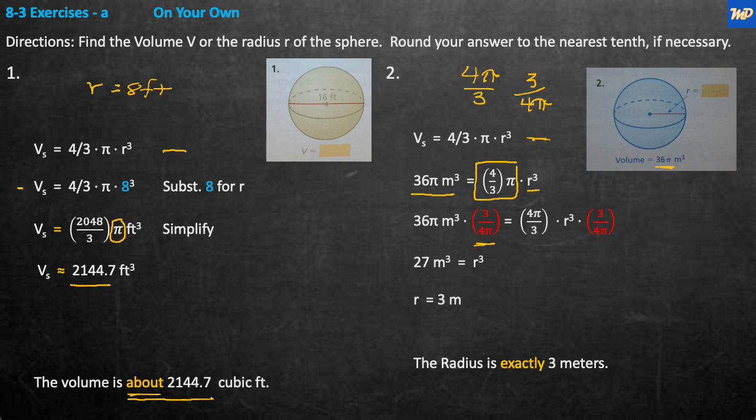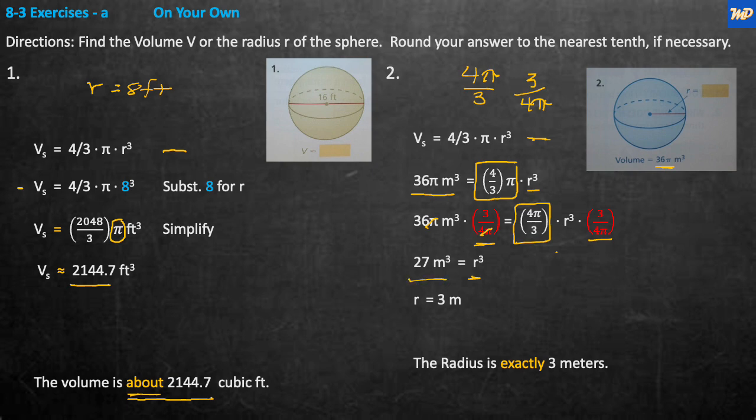Anyway, so here it is. 3 over 4 pi multiplied on both sides. That cancels this 4 pi over 3 on this side and leaves us with the r cubed. And on the other side, it gives us 36 pi meters cubed times 3 divided by 4 pi. Well, that comes out with a really nice straightforward number, because when you do that, the pi's cancel, and 4 goes into 36, 9, and 9 times 3 is 27 meters cubed.